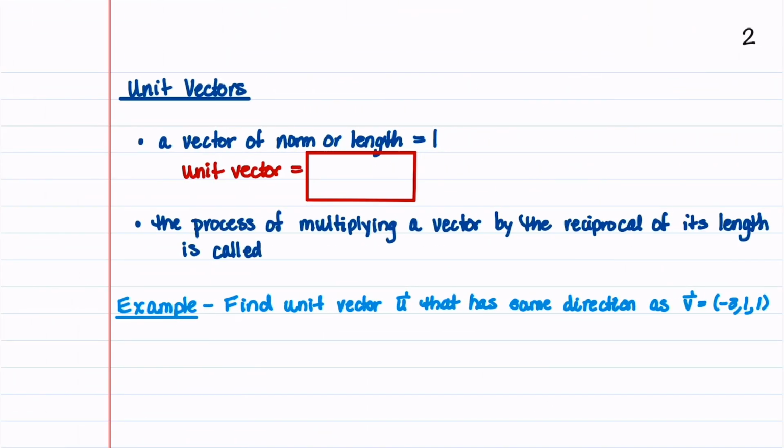A unit vector is a vector of norm or length equal to 1. A unit vector u that has the same direction as a vector v can be written like this: u is equal to v divided by its magnitude. The process of multiplying a vector by the reciprocal of its length is called normalizing a vector. So in our red box there, we normalized vector v.